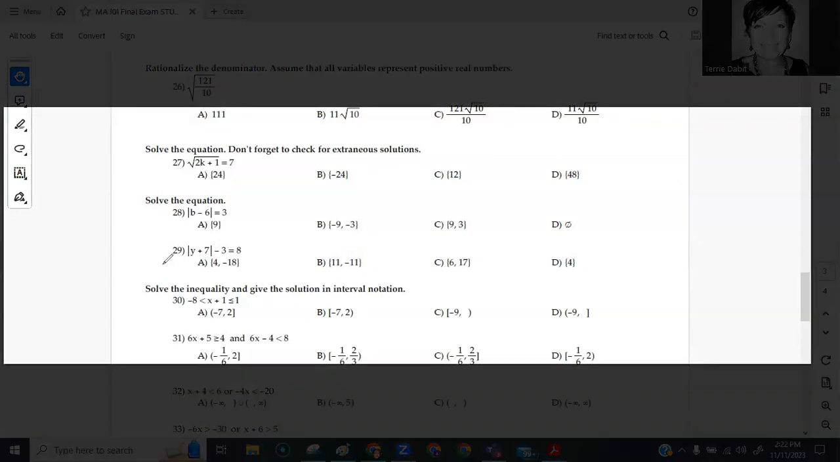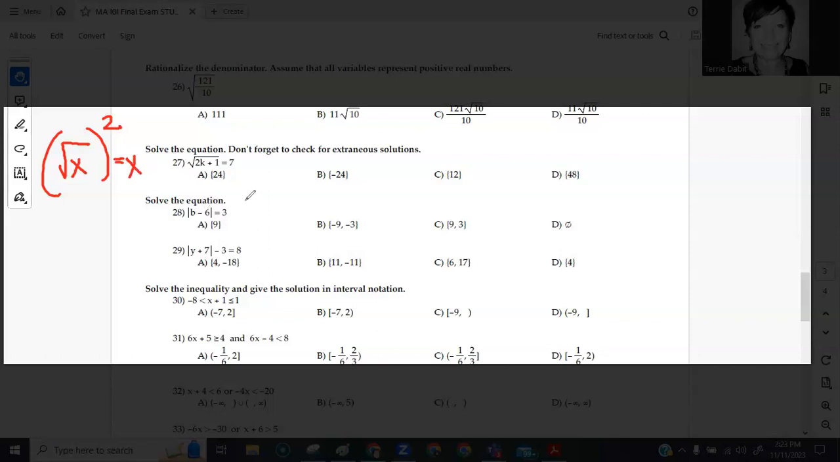Number 27 is solving a radical equation. Don't forget to check for extraneous solutions. In number 27, we're not going to have any extraneous solutions because we're only going to do one. And remember, that if I have something under a square root and I take that and square it, it's going to cancel the square root out and I'm only left with what's on the inside.